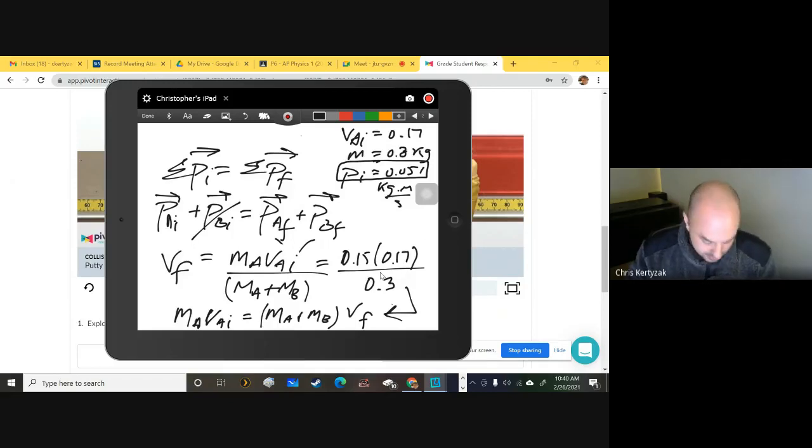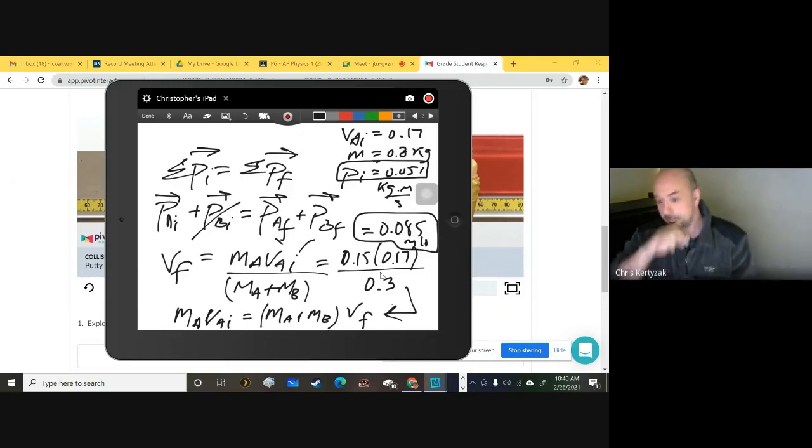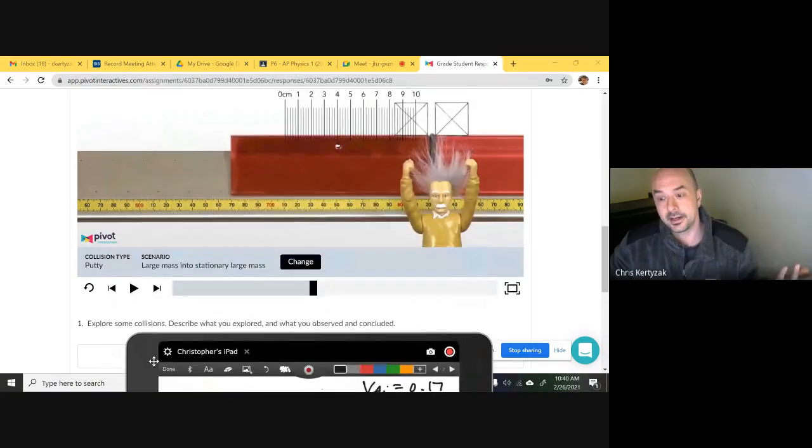0.15 times 0.17 and divide by 0.3. I get 0.085. Oh, that is so exciting, right? It's half of 0.17, right? So that is the final result. 0.085 meters per second. That was their combined speed after the collision, which again is half of this. Again, that's theoretical, but it makes sense, right?